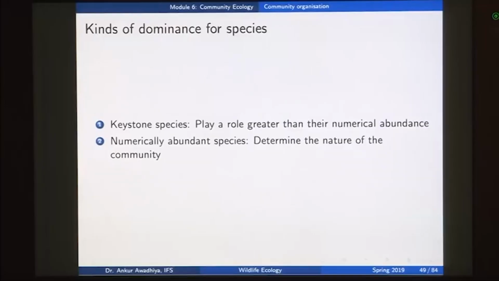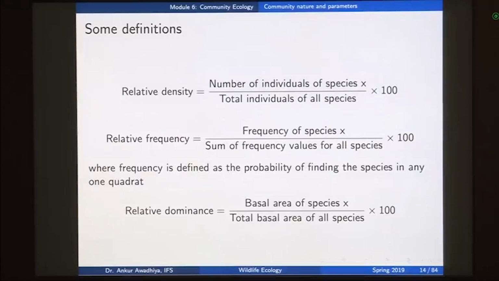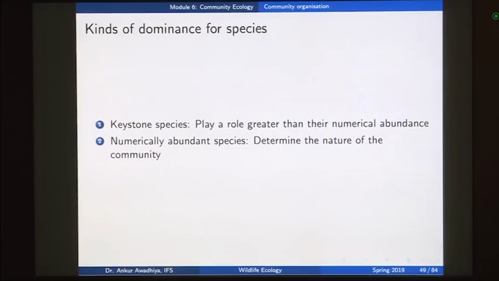Secondly, we can define dominance in terms of the numerical abundance of the species. So, if there is a species that is numerically very abundant, or a species that is having a high relative density, then we can say that that particular species is also dominant in that community because of its numerical abundance.